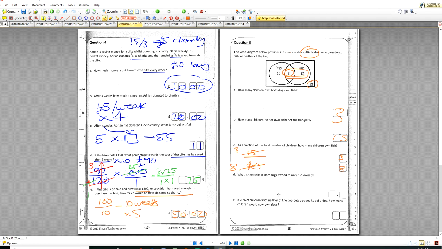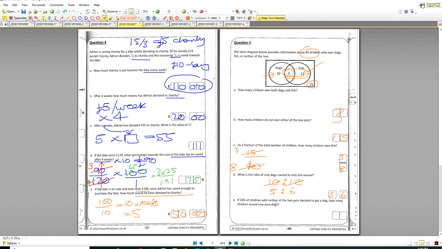Okay, 3 over 8. What is the ratio of only dogs owned to only fish? Well, only dogs is here, and only fish is here. So we need to write that down and cancel it down. 10 to the ratio of 12. So we divide that by 2, divide that by 2. That gives you a ratio of 5 to 6.